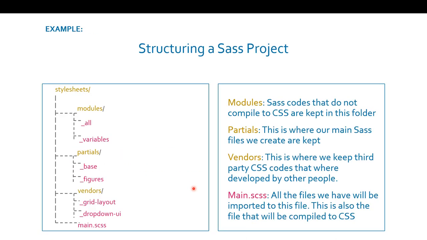So basically, there are different ways to structure a Sass project. If we are working with Sass, I'm assuming that we are working on a large-scale project. So there are several ways you can structure your Sass project, and in this case I've just shared one way you can do it. If you're a beginner, you can start with this. Then as time goes on, you can develop your own style.